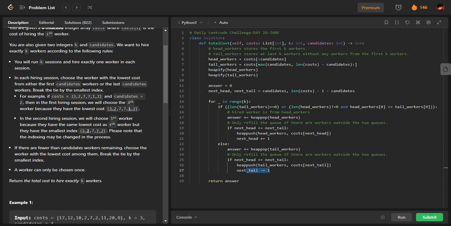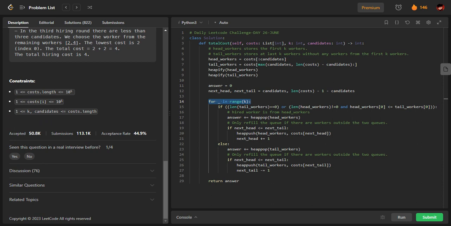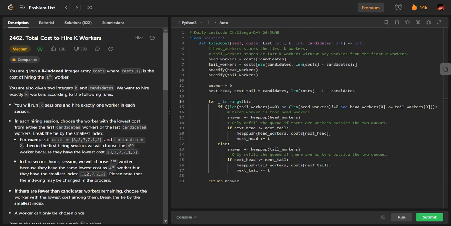This part of code will ensure that we get a single hire, and we are going to run this code k times because we want k hires. As I've already mentioned, the number of candidates present is definitely greater than or equal to k. There will never be a case where we exhaust all the workers but still require more hires. So you need not have an edge case there and check for that. That's what is being done here, and finally we're taking the answer.